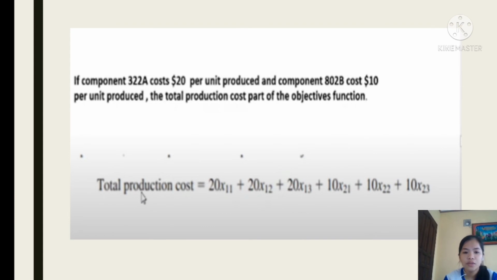Component 322A costs $20 per unit produced and component 802B costs $10 per unit produced, so the total production cost is part of the objective function. Because the production cost per unit is the same each month, we don't need to include it in the objective function. Regardless of the production schedule selected, the total production cost will remain the same. In other words, production costs are not relevant costs for the production scheduling decision under consideration.